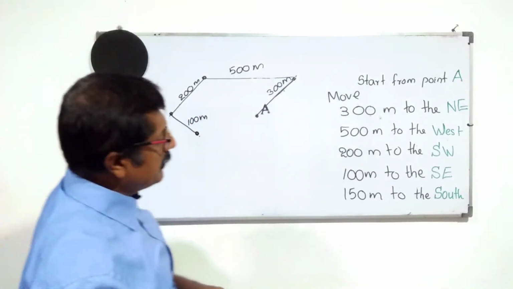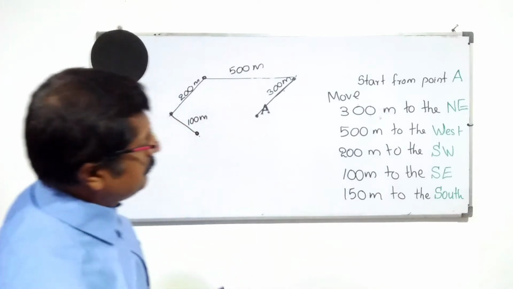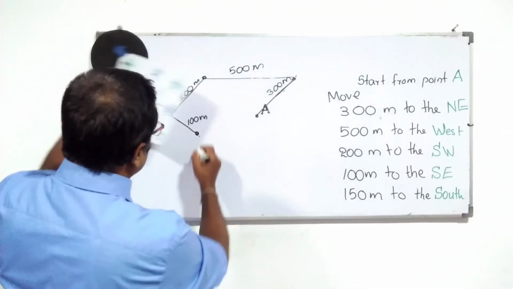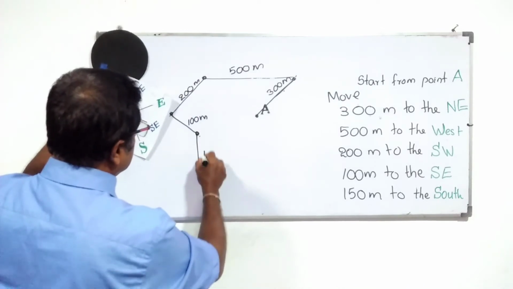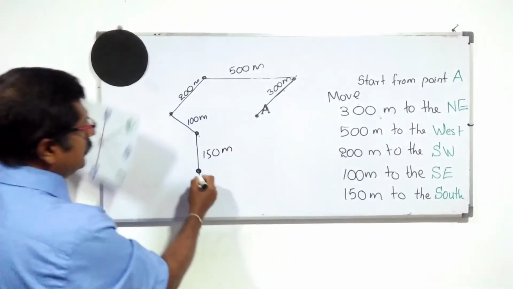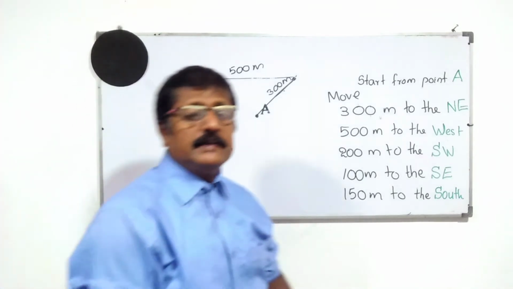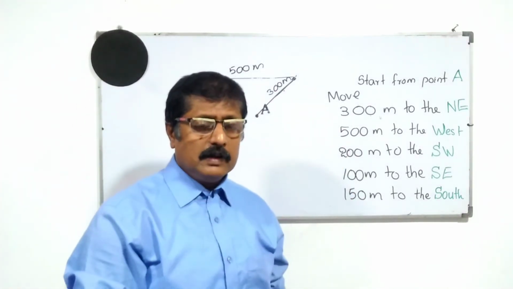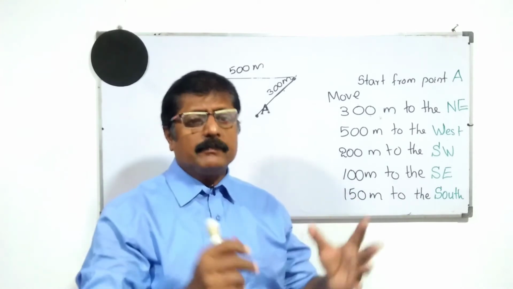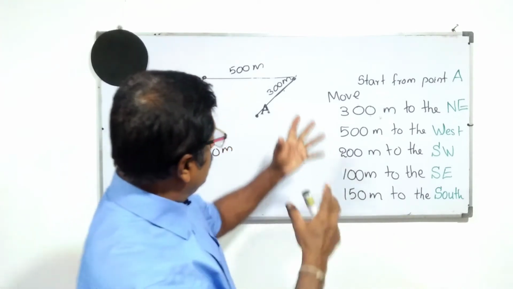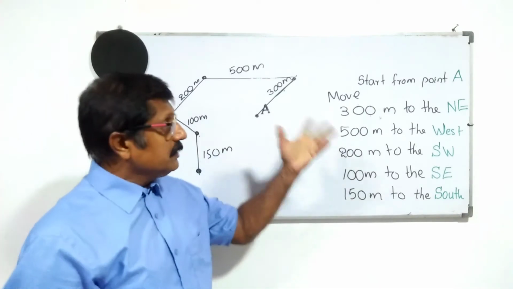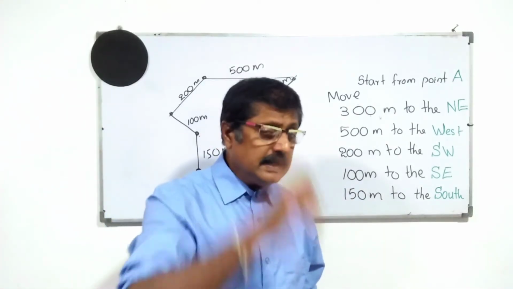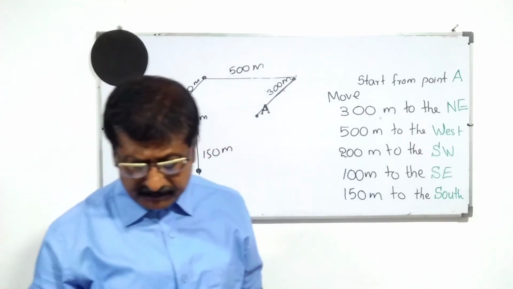Then from there, 150 meters to the south, like this. Then you can reach the destination. Like this, we can describe a way, the location of something, how to get to some place using directions. Okay, then there is another type of direction.